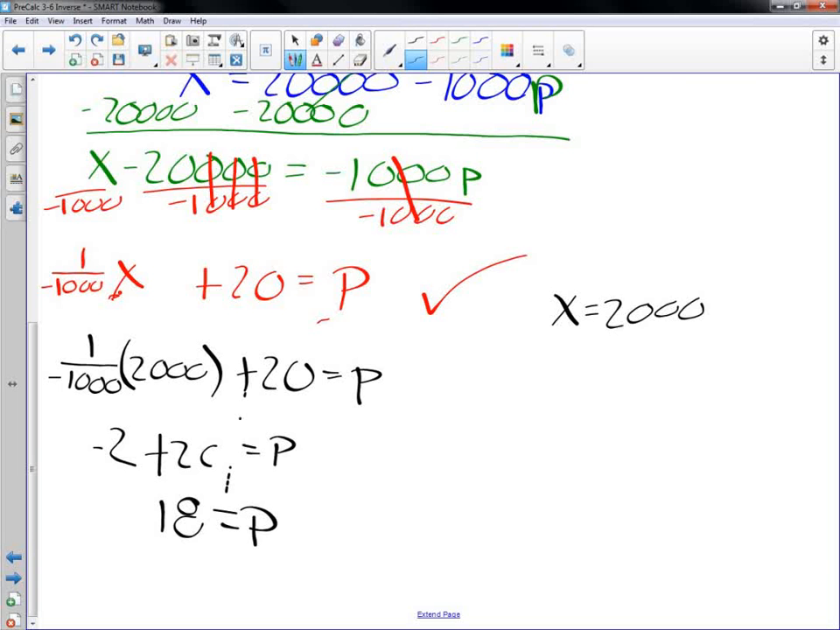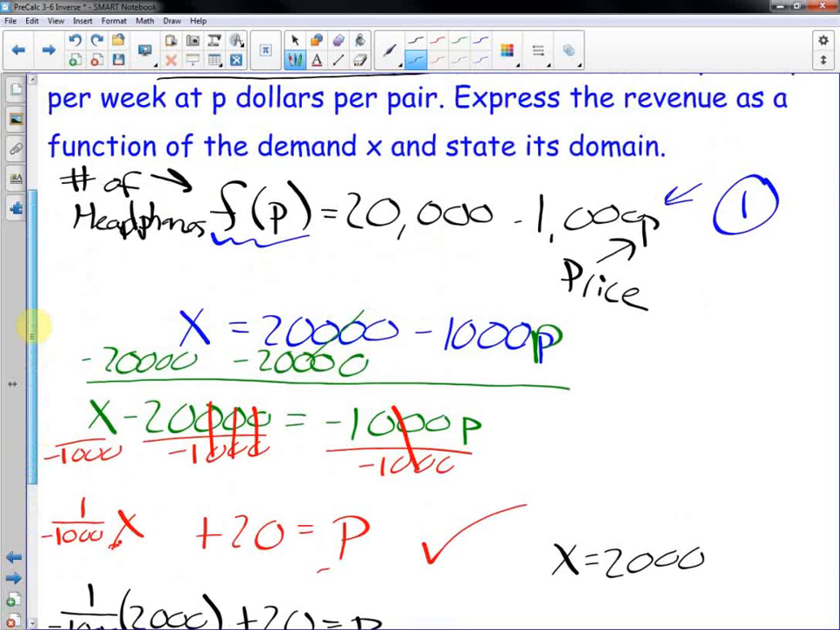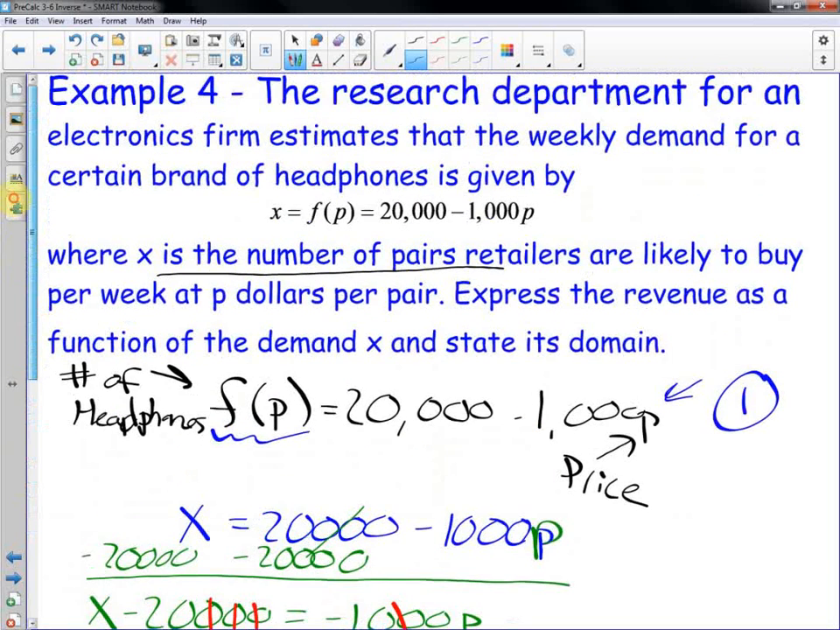Now, could you see why it would be useful if you were the manager or the owner of this electronics firm to know both of these equations? To know both. If I want to make this much per dollar per headphone, this is something else per week. If I want to sell this many per week, how much do I sell it for? Right. And there's advantages to knowing each one.